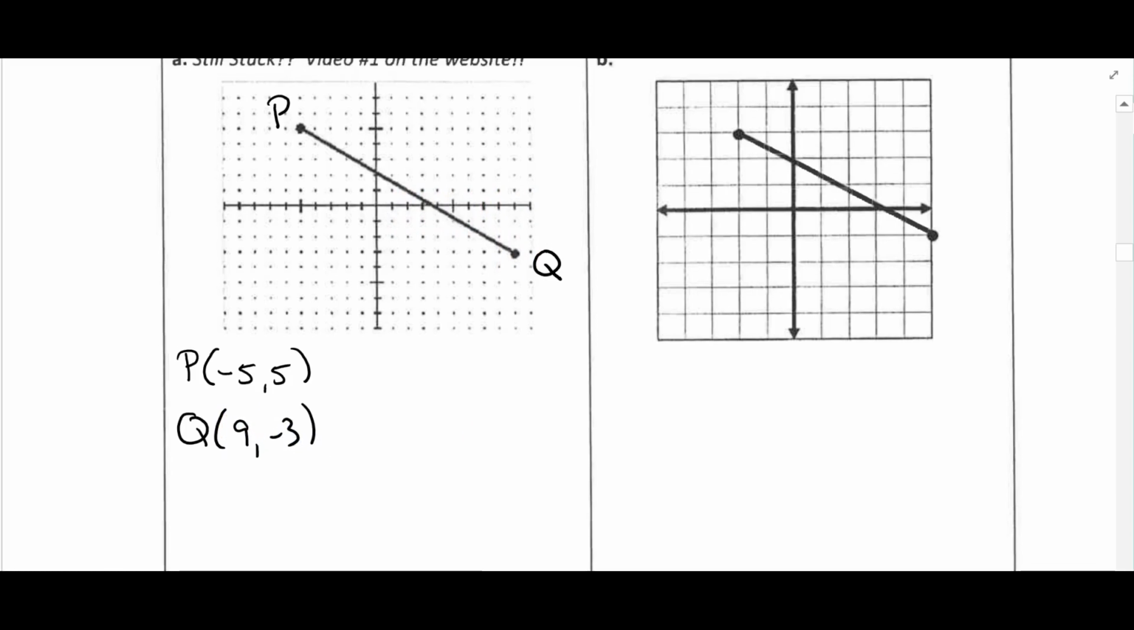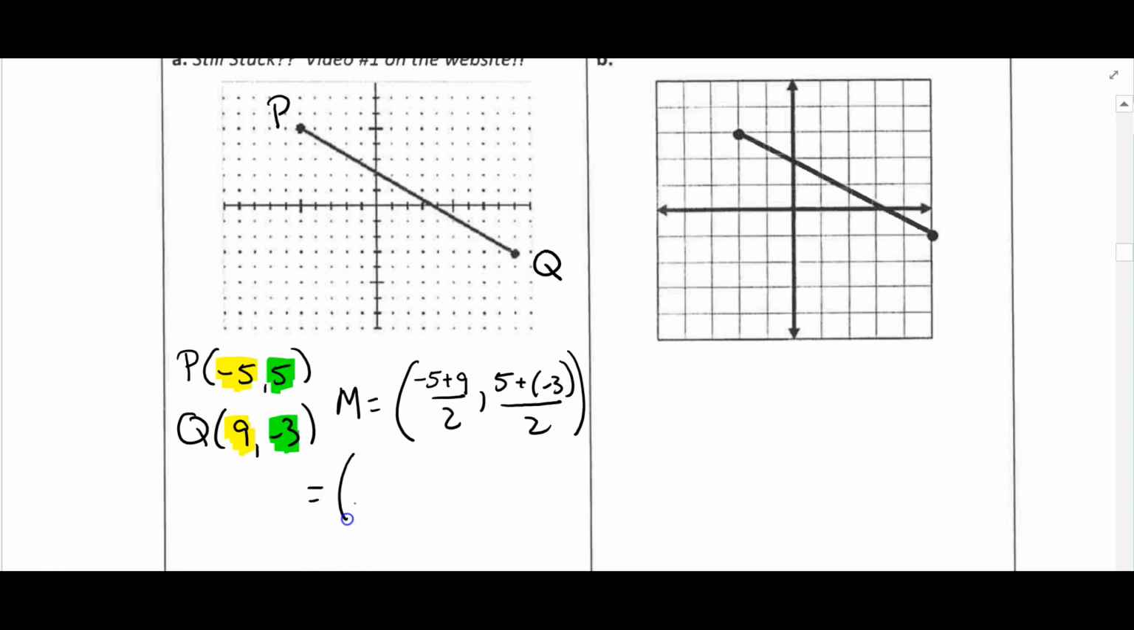And what we're going to do to find the midpoint, let's do some highlighting here. Here are my 2 x values. If you have highlighters, I recommend using them so you don't make silly mistakes. And then here are my y values. So I know I'm going to add my x values: -5 plus 9 divided by 2. And we'll do the same thing with the y values: 5 plus -3, be careful with your signs, divided by 2.